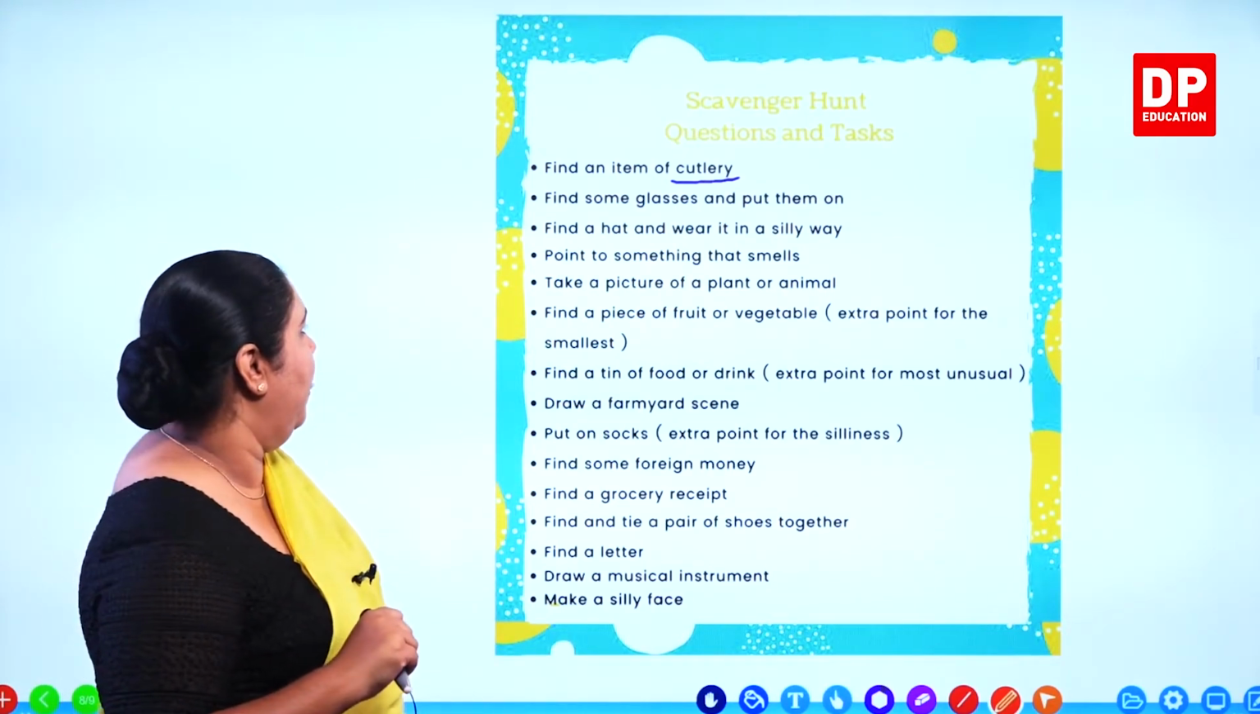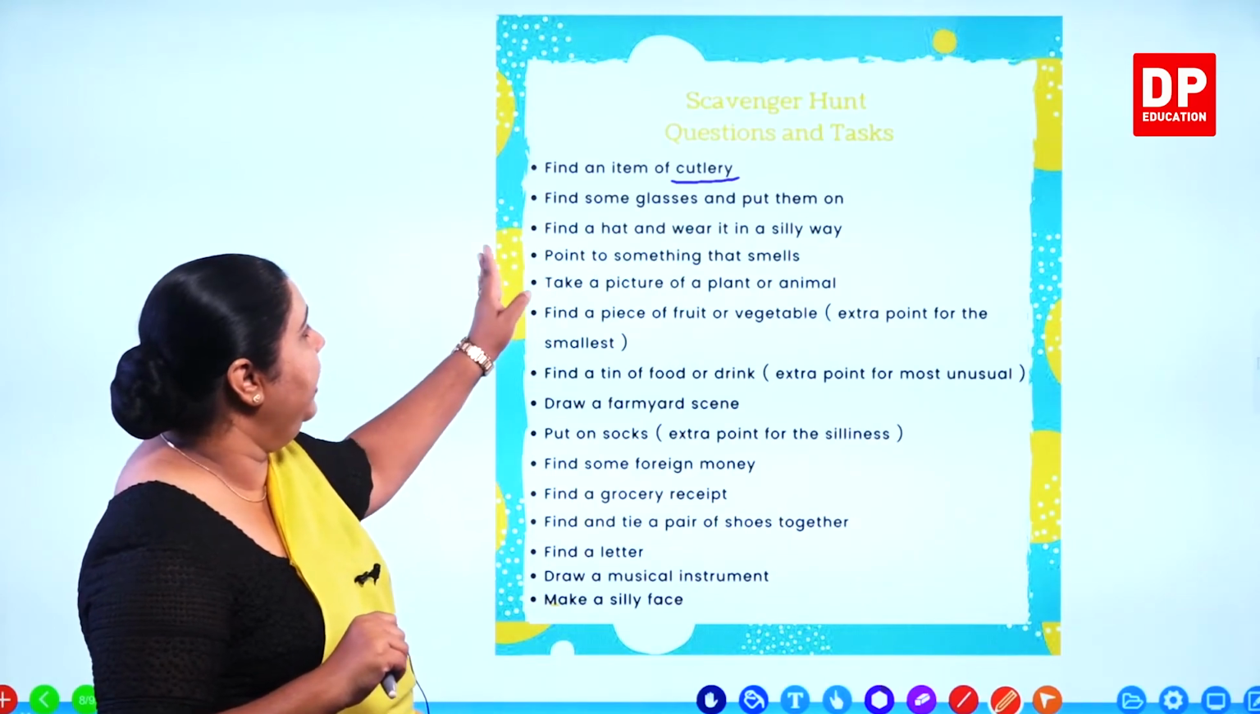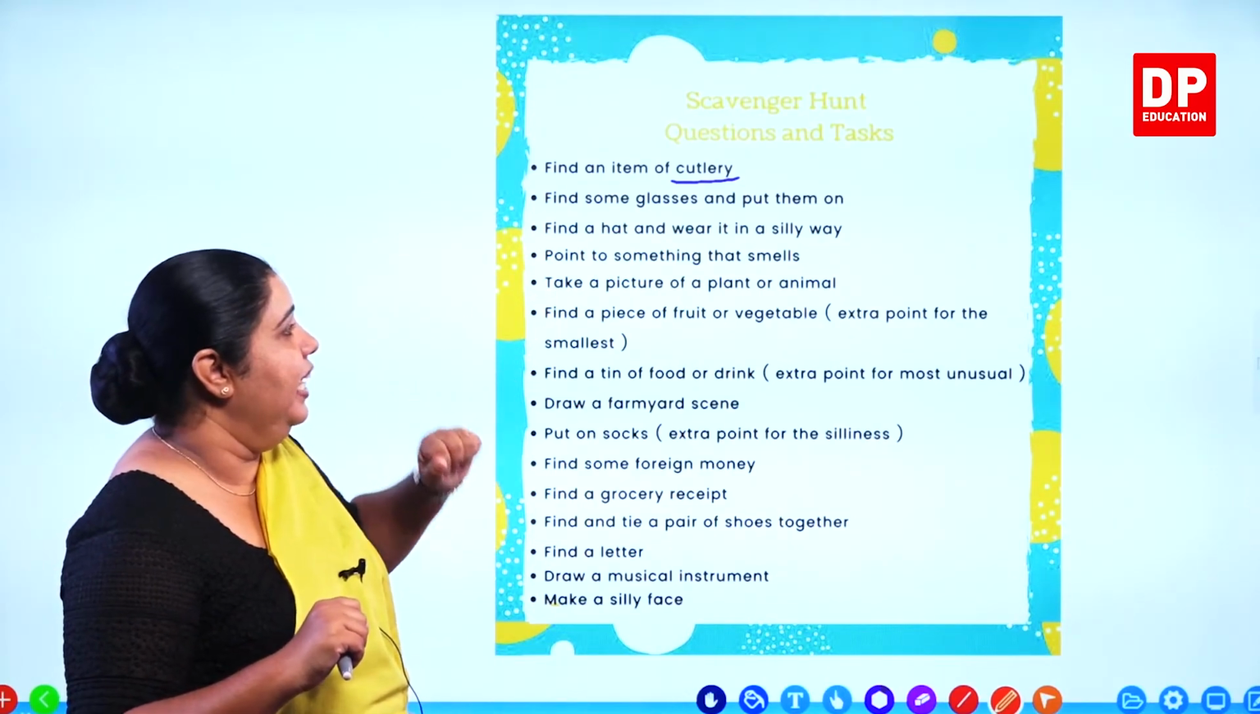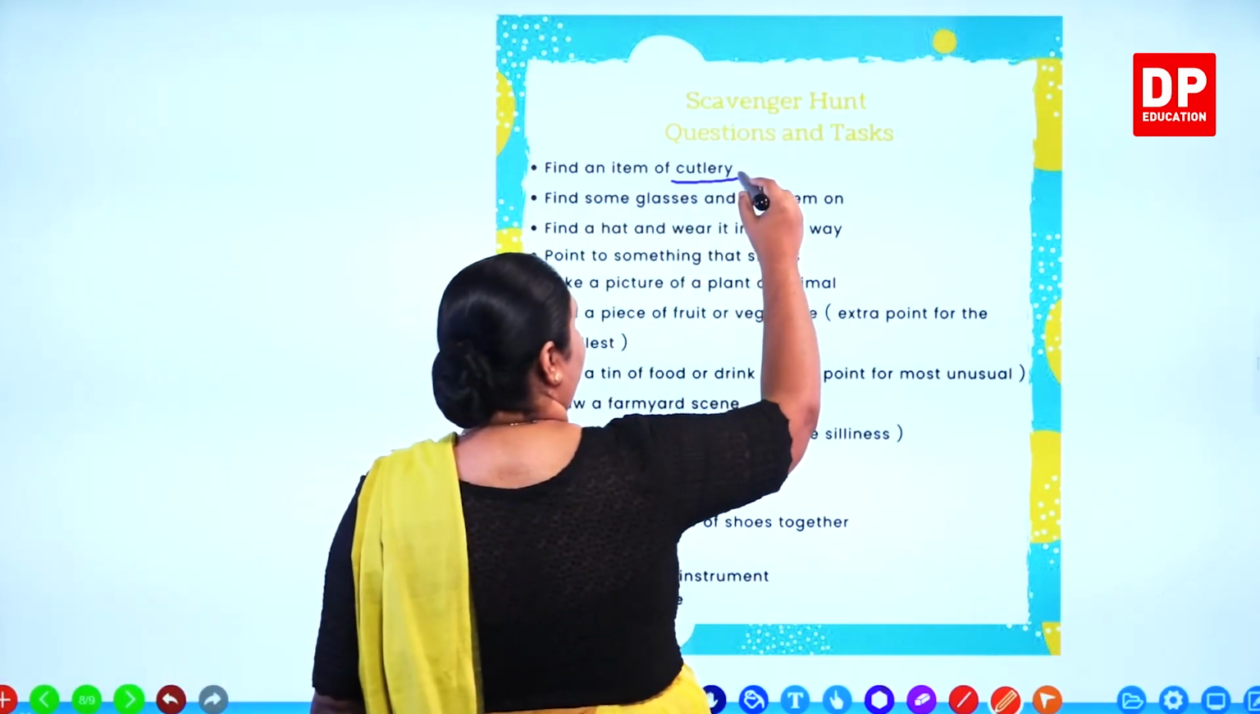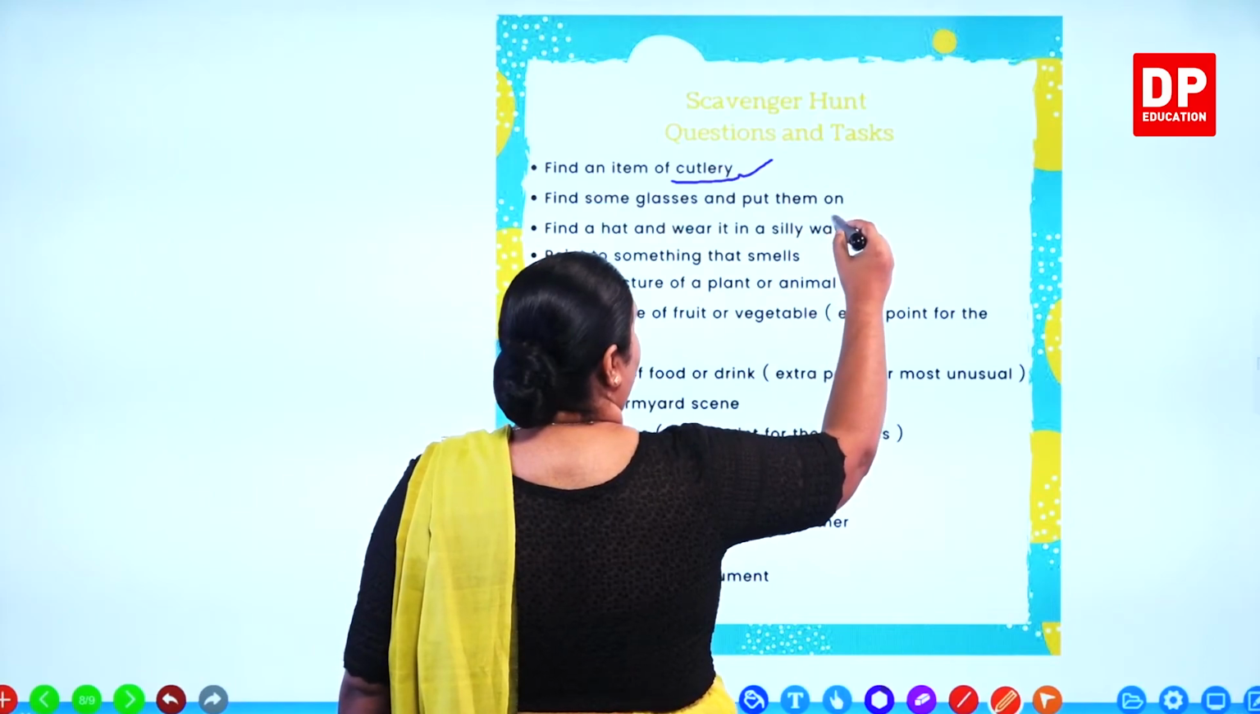We'll read and see. Then the next one. Find a hat and wear it in a silly way. Right, now, to make it easier for you, we have completed number one, then number two.